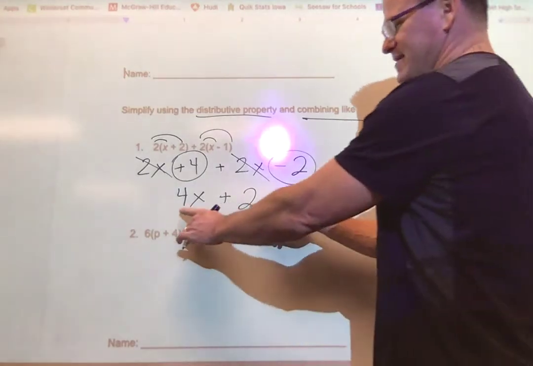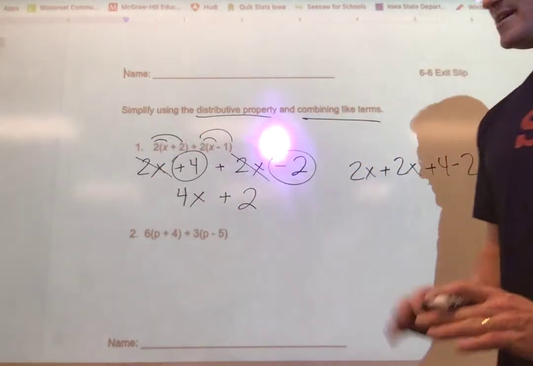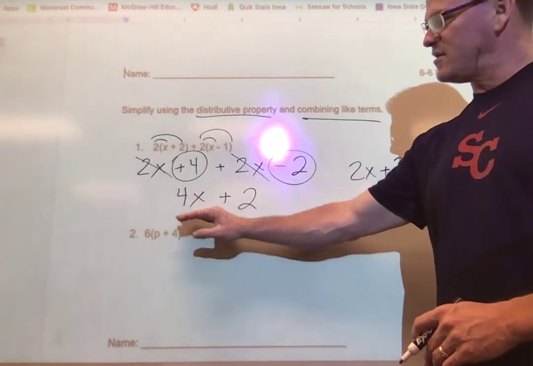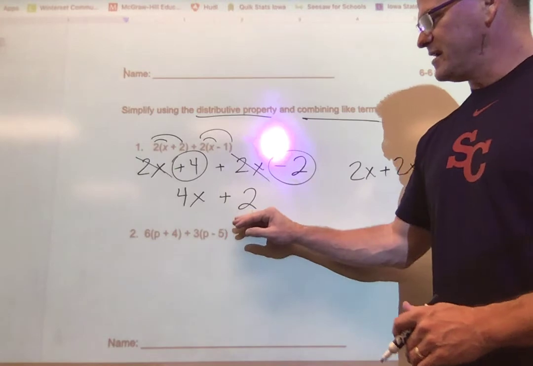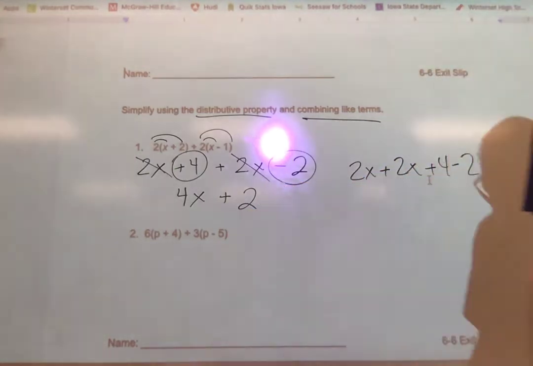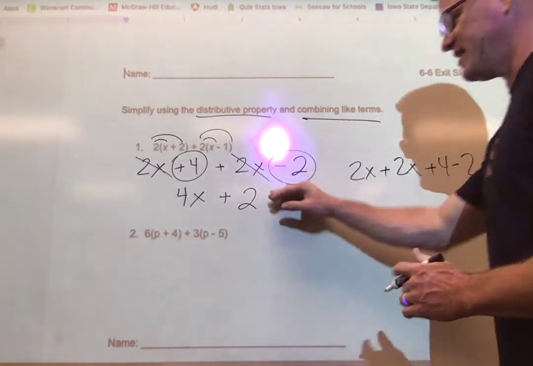Some people like to combine and add the 4x and the 2 and get 6 or 6x. That's incorrect. We don't know what x is yet. We don't know the value of this. So x's stay together, and then the numbers stay together, and then at some point we'll learn to solve when we set this equal to something. All right, so that's as simple as it gets. As simplified as we can get that.